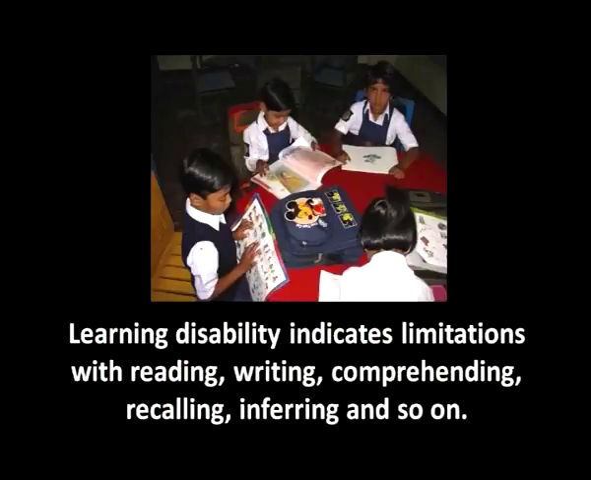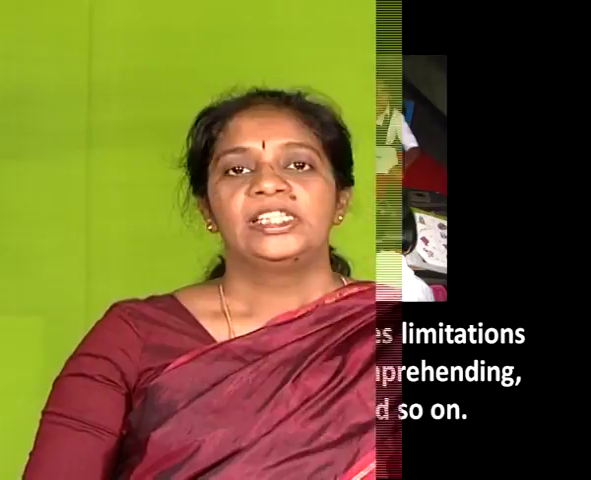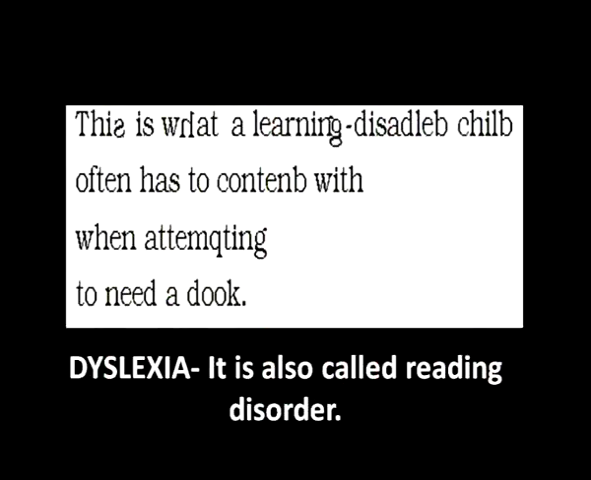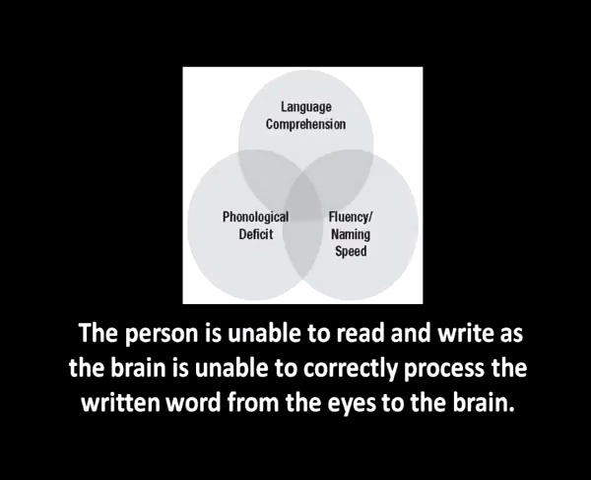Introduction. Types of learning disability. Learning disability is a broad term that indicates limitations with reading, writing, comprehending, recalling, inferring, and so on. Specifically, it includes the following conditions. Dyslexia. It is also called reading disorder. The person is unable to read and write as the brain is unable to correctly process the written word from the eyes to the brain.